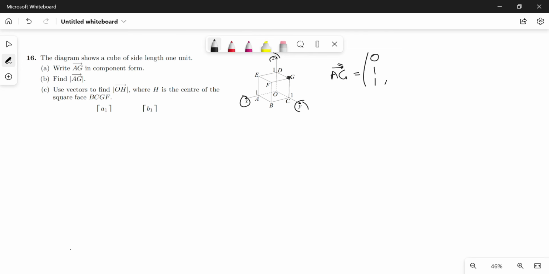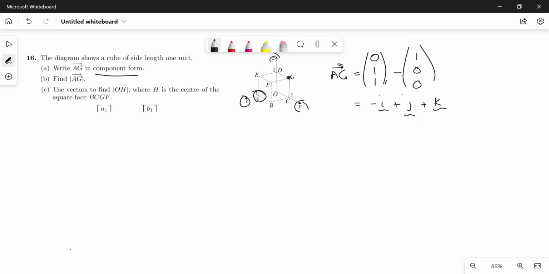So that's G, the position vector for G. And A, if we look at A, it's only gone on the X-axis 1 in, but the Y and Z axis, it's 0. So putting that in, it did ask for component form. So 0 minus 1 is minus 1, 1 minus 0 is 1, and 1 minus 0 is 1.